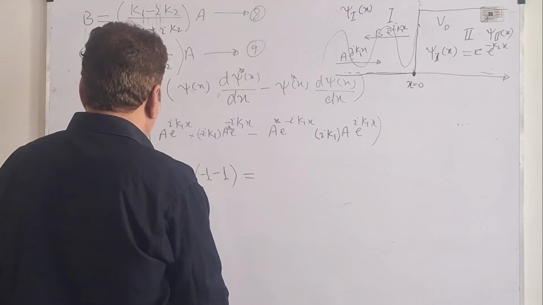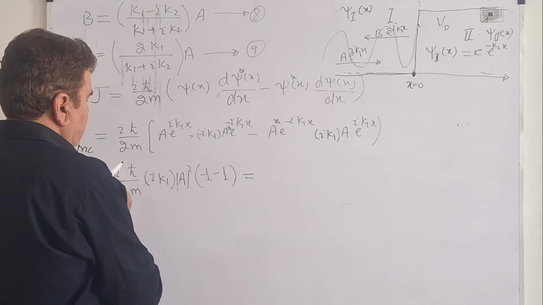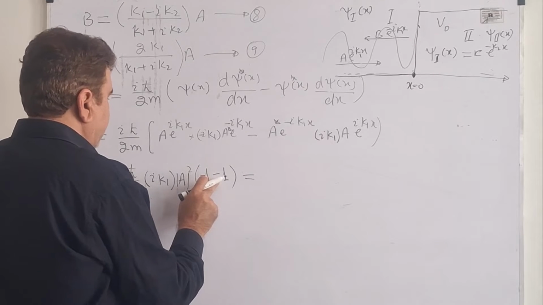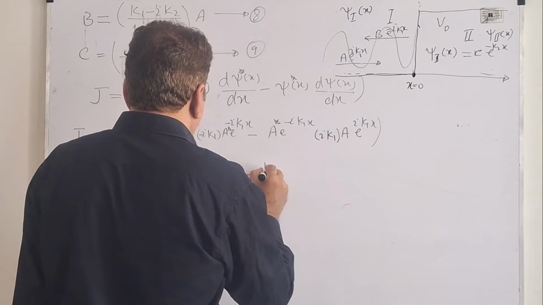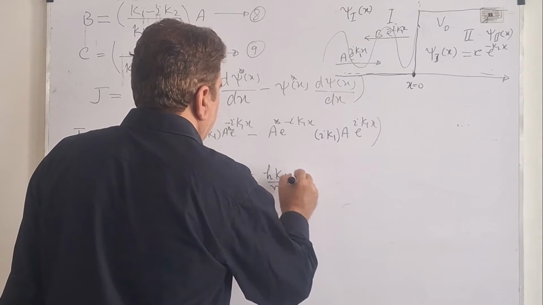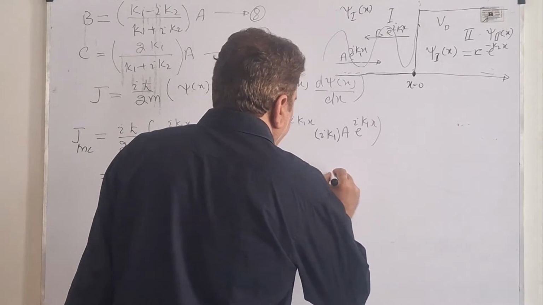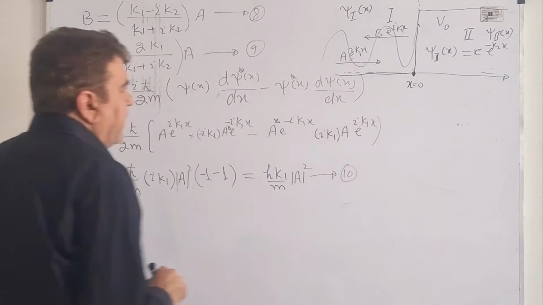So I have minus 2 over here, and here is 2. I can cancel that with that. And this iota with this iota gives me minus. So that minus with this minus makes it plus. And I am left with h bar k1 divided by m into A mod squared, and I give this equation 10.